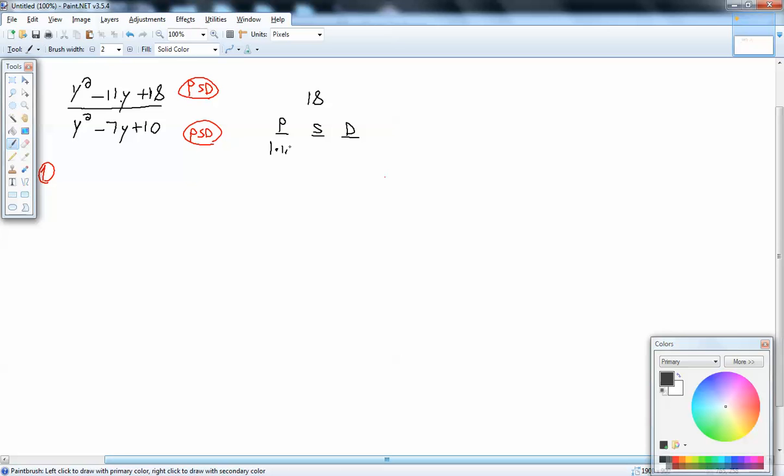We write down all the products that give us 18. We've got 1 times 18, 2 times 9, 3 times 6. In the S column, we add those. 1 plus 18 is 19, 2 plus 9 is 11, 3 plus 6 is 9. In the difference column, we subtract smaller from larger. 18 minus 1 is 17, 9 minus 2 is 7, 6 minus 3 is 3. The number we're looking for is the number in our middle term, which is 11, which is right here, so we're going to use 2 and 9.